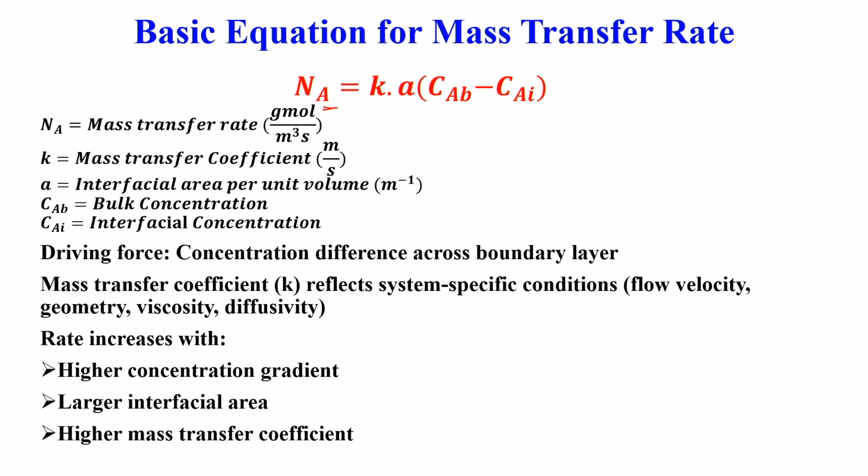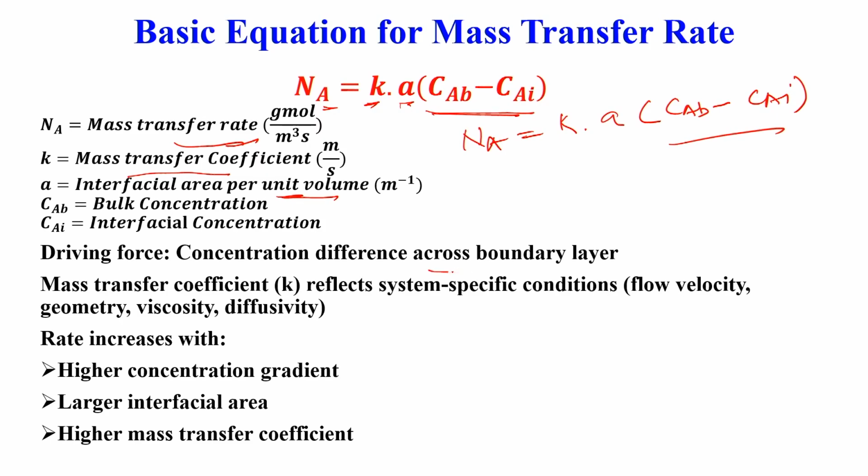Na is a flux or mass transfer rate, K is a mass transfer coefficient, A is the interfacial area per unit volume, and CAB, B means concentration in the bulk, I means concentration at the interface. So, we write Na as K A times (Ca in the bulk minus Ca at the interface). So, driving force is concentration difference, K is the mass transfer coefficient.